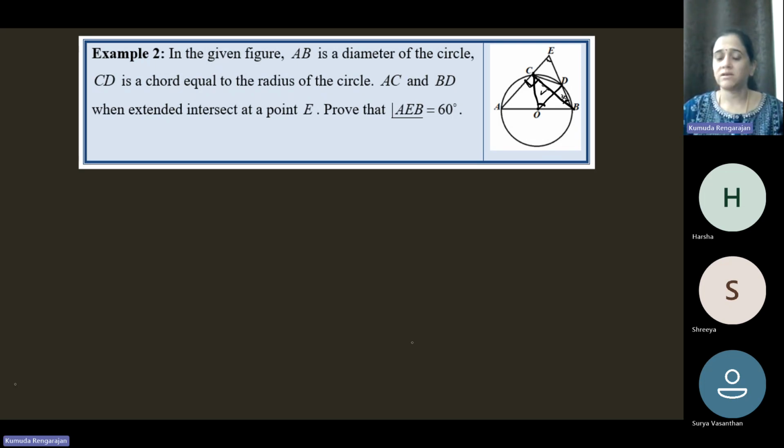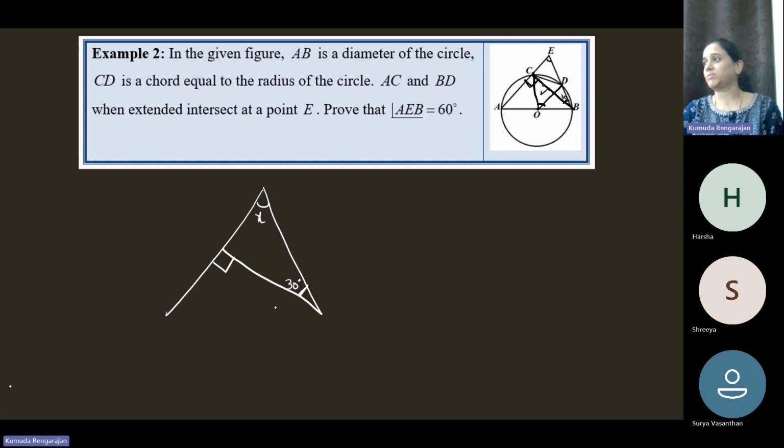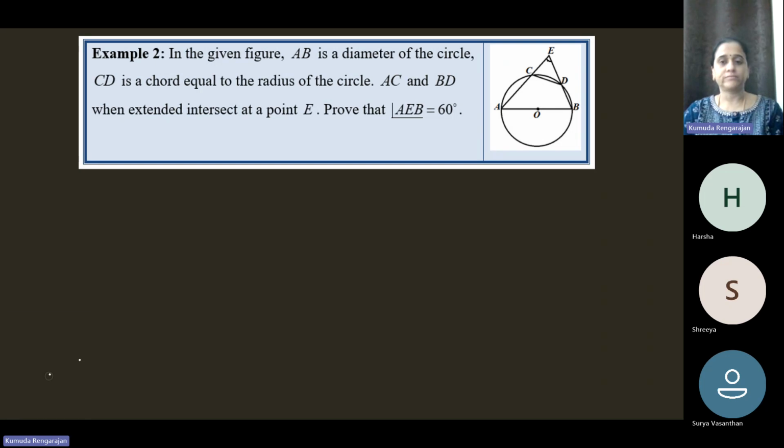Now we are all ready. Take this triangle. This is X. This is 90, angle in a semicircle is a right angle. This is 30 because 60 by 2 is 30. Exterior angle property: X plus 30 is equal to 90. So X is equal to 60 degrees. All right, I'll share the working later. Understood? So we recalled two things.